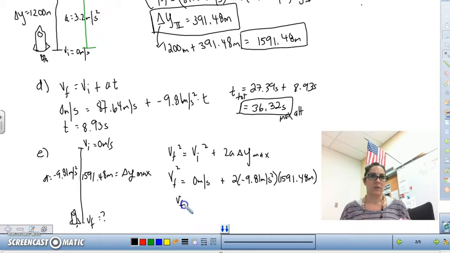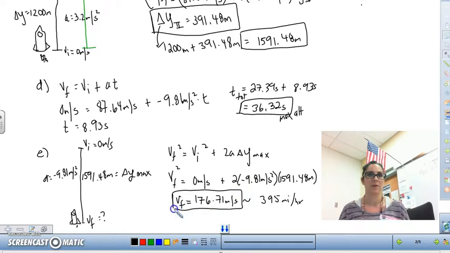Very fast, but it's falling for a long time under just gravity. 176.71 meters per second. Just to give you an idea, this is going about 395 miles per hour with no air resistance. So that's pretty crazy fast, right? There we go. Makes sense. We're really high up when it falls for about 30 seconds.